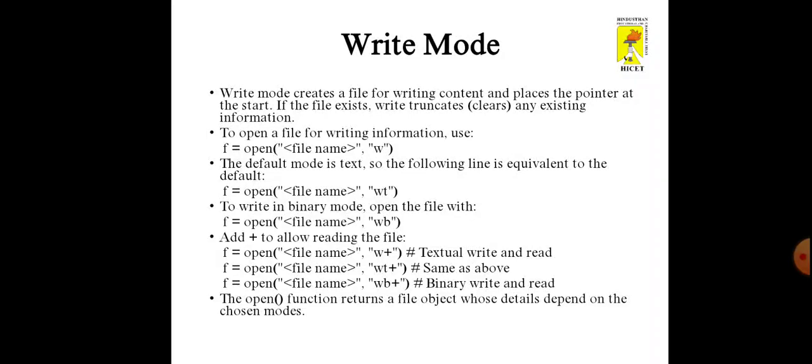wb means write the file in binary format. If we add plus to allow reading in the files, w plus means textual write and read, wt plus means the same as textual write and read, and wb plus means binary write and read. The open function returns file objects whose details depend on the chosen modes.